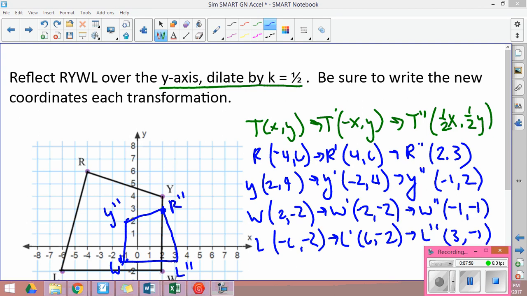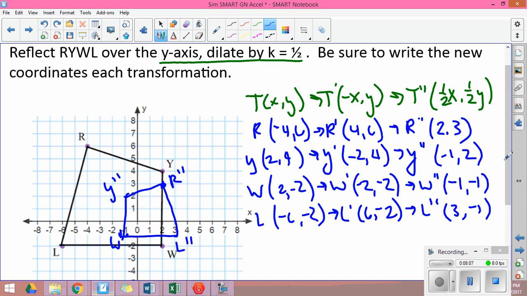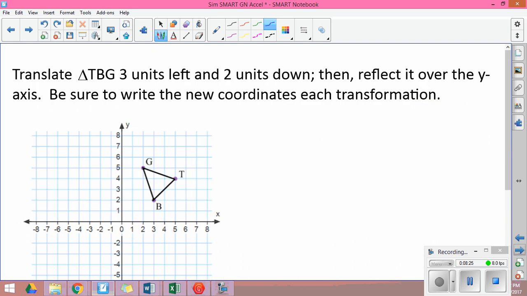So after you've done that work and you find out that R double prime is at (2, 3), Y double prime is at (-1, 2), W double prime is at (-1, -1), and L double prime is at (3, -1), and you graph it, you see that in this situation, the order didn't matter, that my figure ended up being in exactly the same place. When we do the next composite transformation, though, you're going to see an entirely different scenario. So tune into the next video to see that.